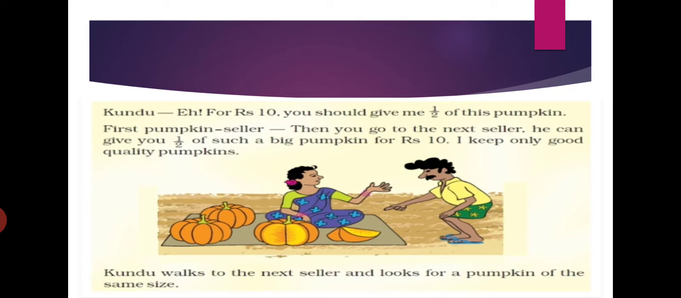So here, when Kundu calculates the price of a full pumpkin, that is rupees 40, he said, you should give half of this pumpkin for rupees 10. I will pay rupees 10 for half of this pumpkin. The first pumpkin seller replied, you can go to the next seller because she is keeping only good quality pumpkins. So Kundu walks to the next seller and looks for a pumpkin of the same size.